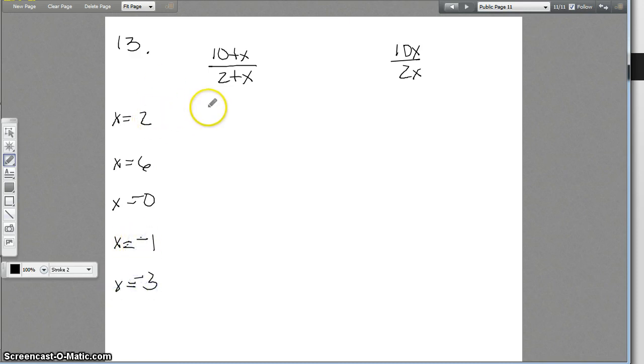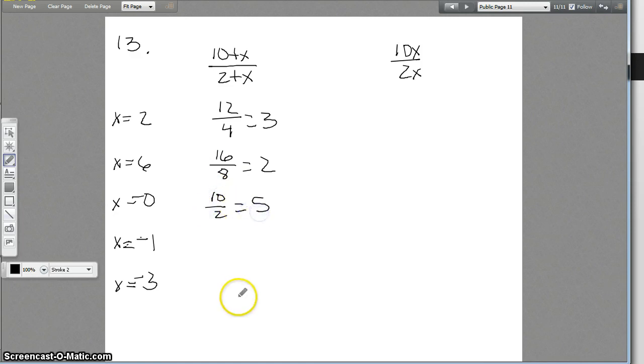So when x equals 2, we have 10 plus 2 is 12, divided by 2 plus 2 is 4, we get 3. Now I'm going to put 6 in the same equation. 10 plus 6 is 16, 2 plus 6 is 8, 16 divided by 8 is 2. Now I'll plug in 0. 10 plus 0 is 10. 2 plus 0 is 2. 10 divided by 2 is 5.